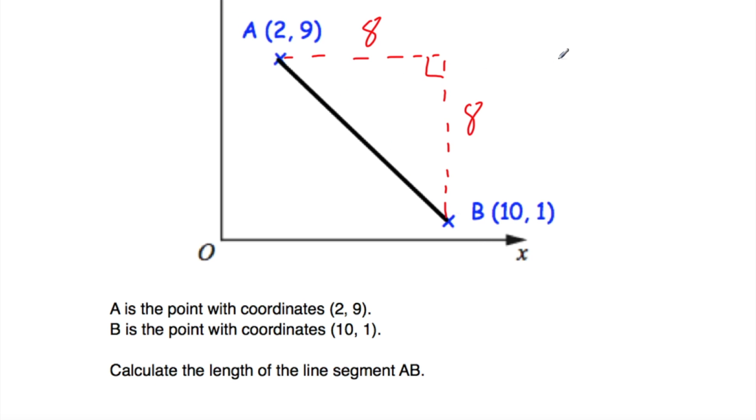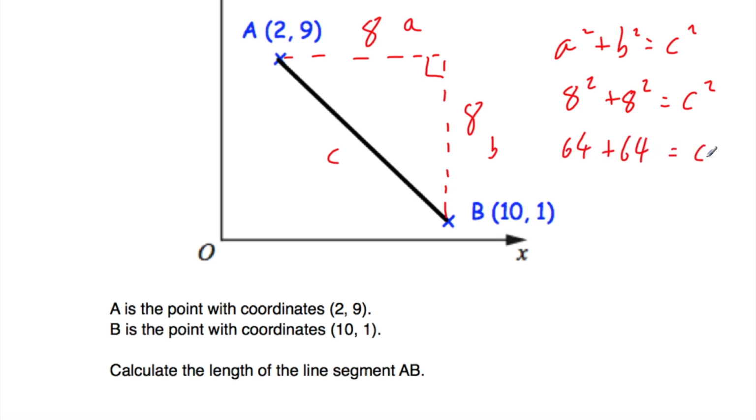So we're going to use Pythagoras' theorem. So A squared plus B squared equals C squared. So A squared, that's going to be 8 squared plus the other shorter side, so 8 squared as well, equals C squared. I'm just going to label them again, A, B, and C. So 8 squared plus 8 squared equals C squared. 8 squared is 64, so we've got 64 plus 64 is equal to C squared. 64 plus 64 is 128 is equal to C squared.